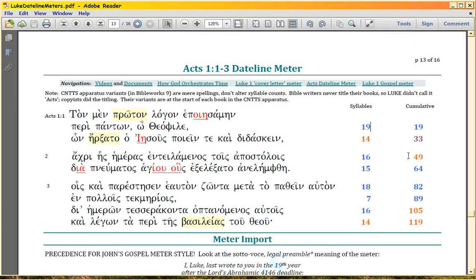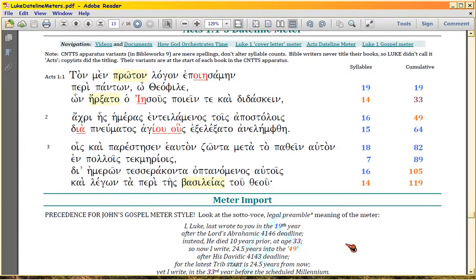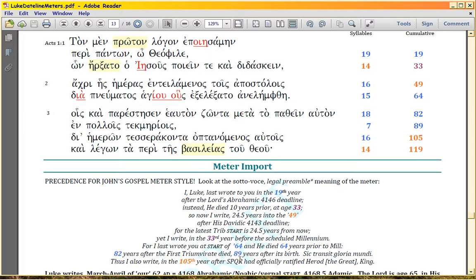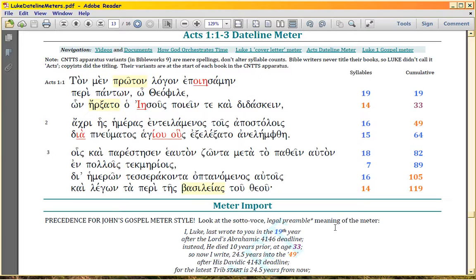Okay? Isn't this clever? Now, the other thing here, and he's got a unique dating system about it. The way I phrased it here, I don't think this is right anymore, but I'm going to leave it in place. That was my old idea about the dateline. But, see, 49, I just explained that. Now, remember when Christ used 63? Luke is using 64.